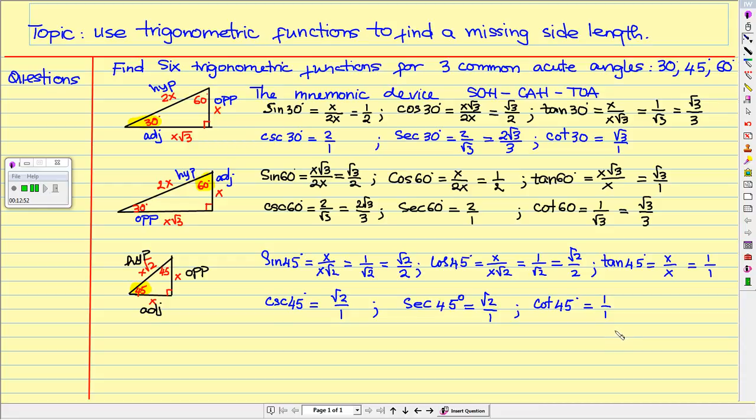So now we have found all 6 trigonometric functions, sine, cosine, tangent, cosecant, secant, and cotangent, for the 3 acute angles, 30 degrees, 60 degrees, and 45 degrees. Now we are going to go ahead and use this knowledge to find a missing side length. So let's start with this example.